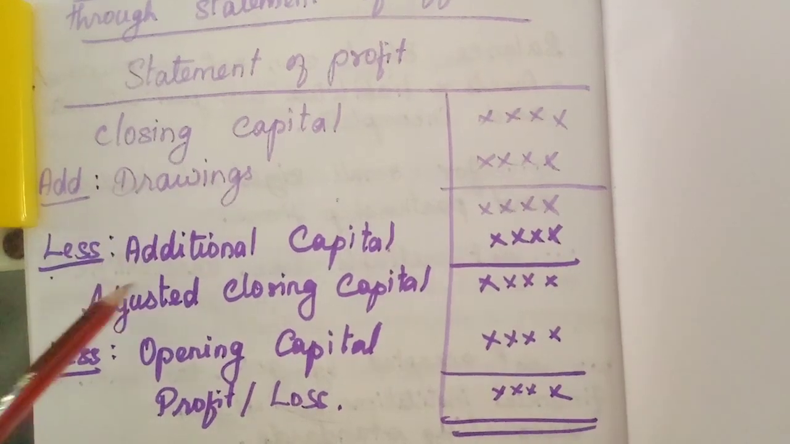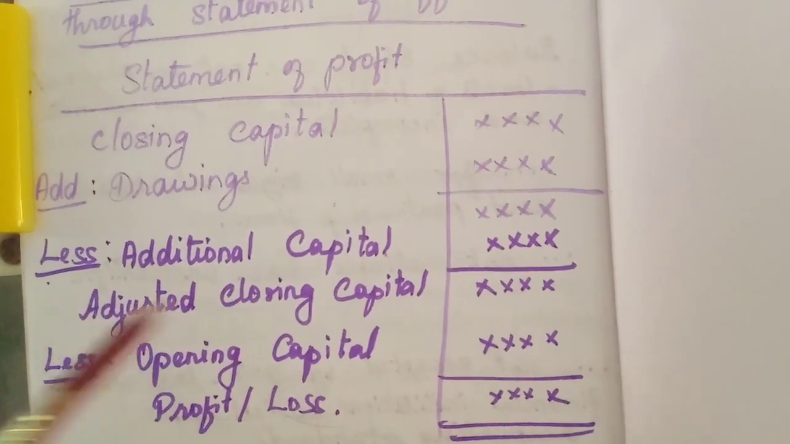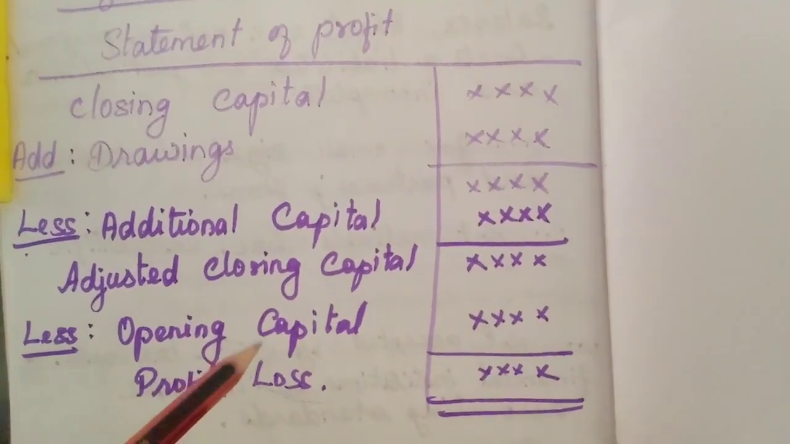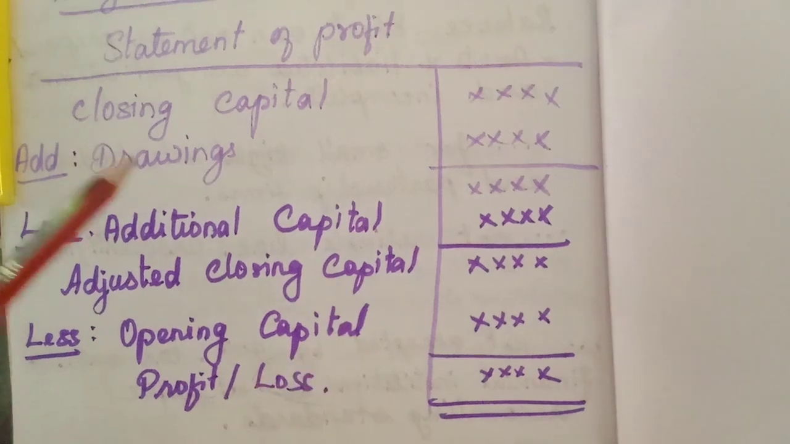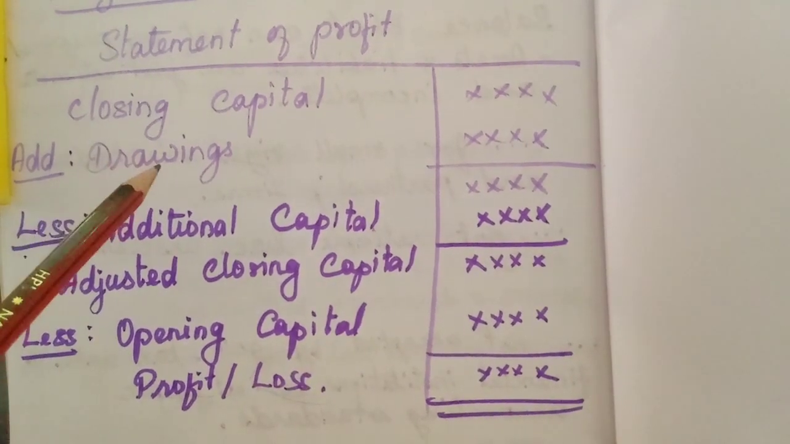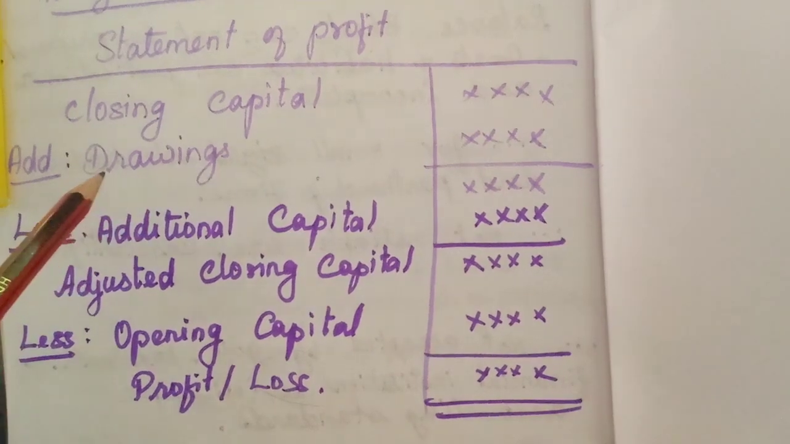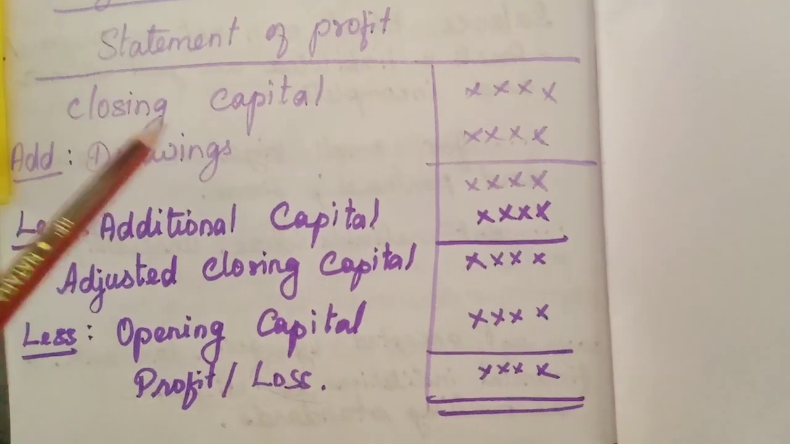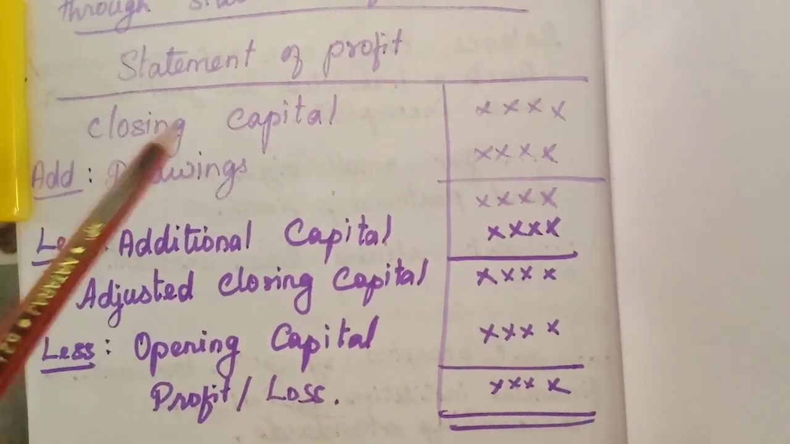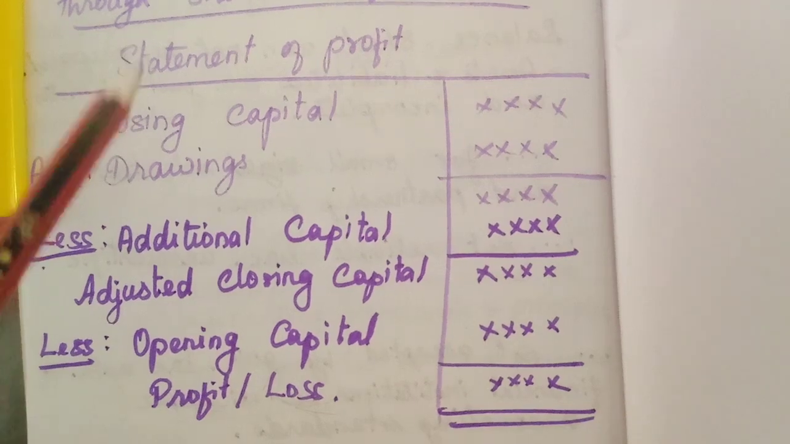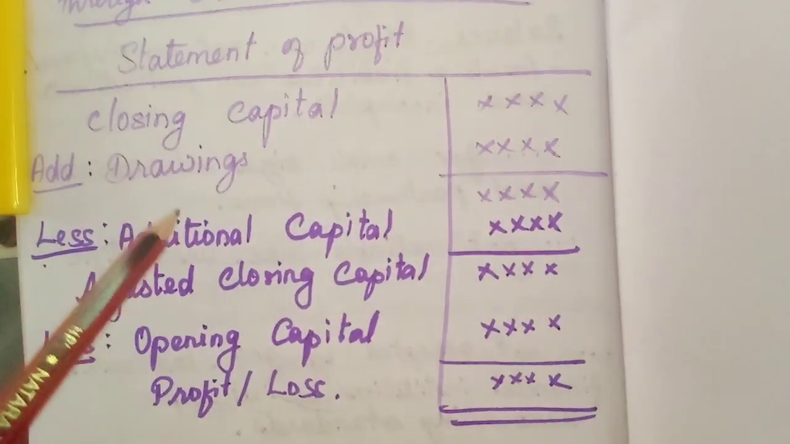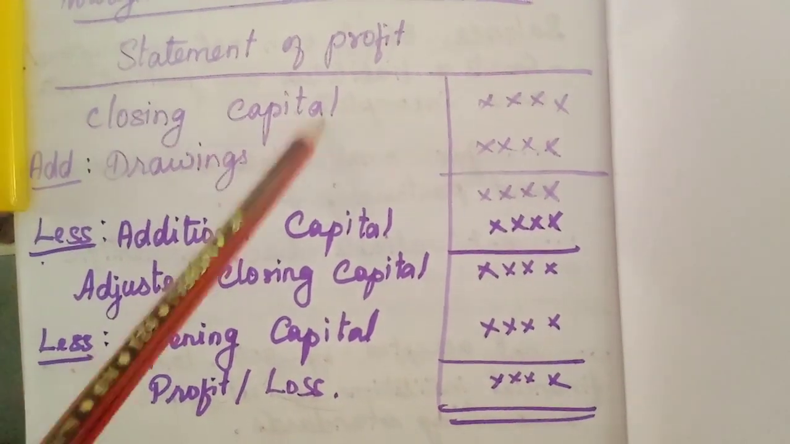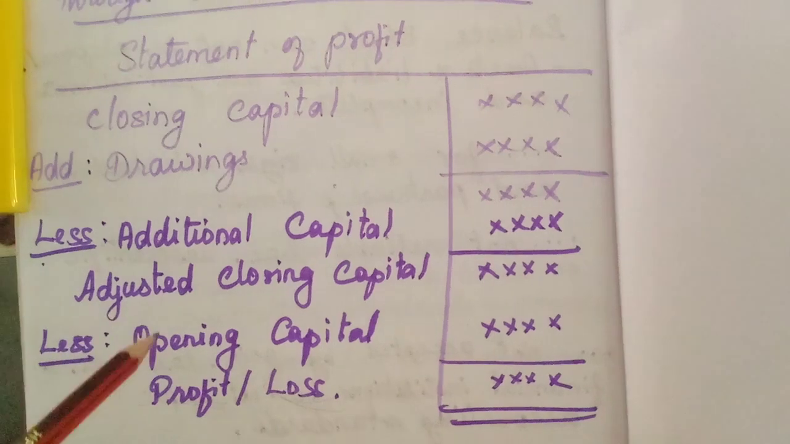Closing capital, add drawings, less additional capital, we will get adjusted closing capital, less opening capital, we will get profit or loss. Because we are calculating this profit by comparing the capital, we can call this method the capital comparison method. If they have given the closing capital and opening capital, we calculate it this way.